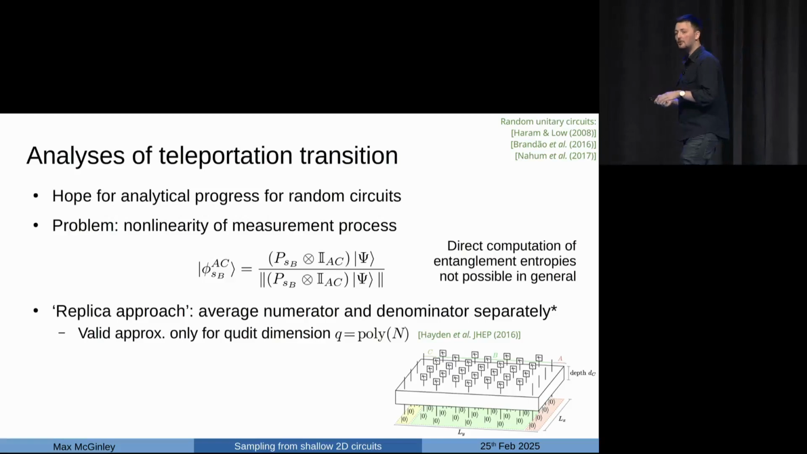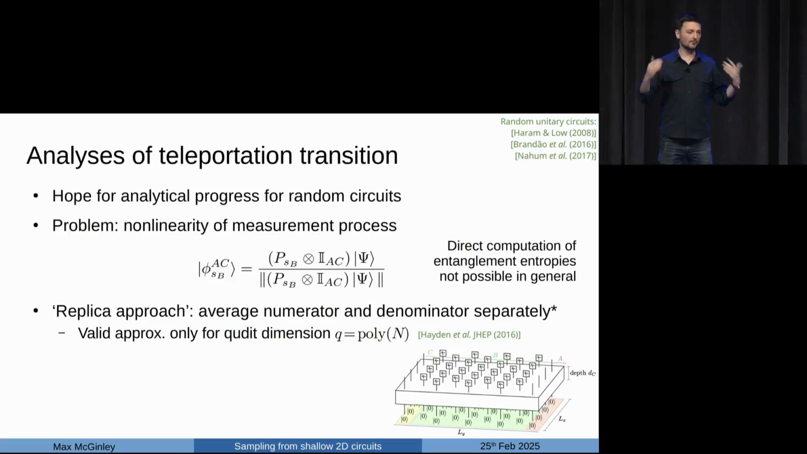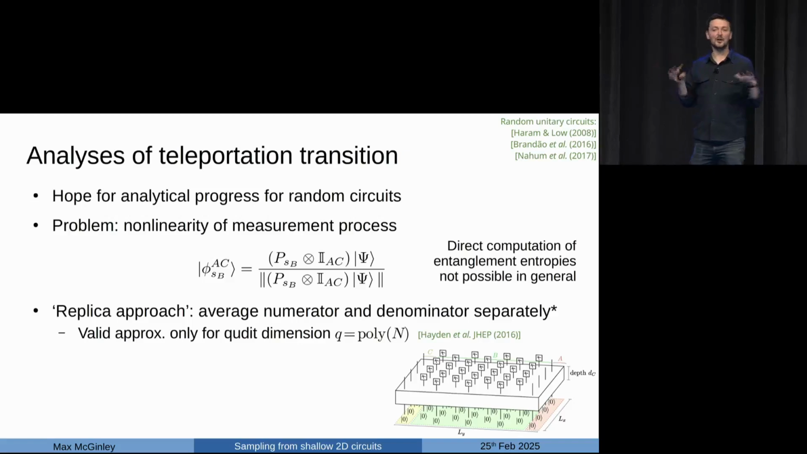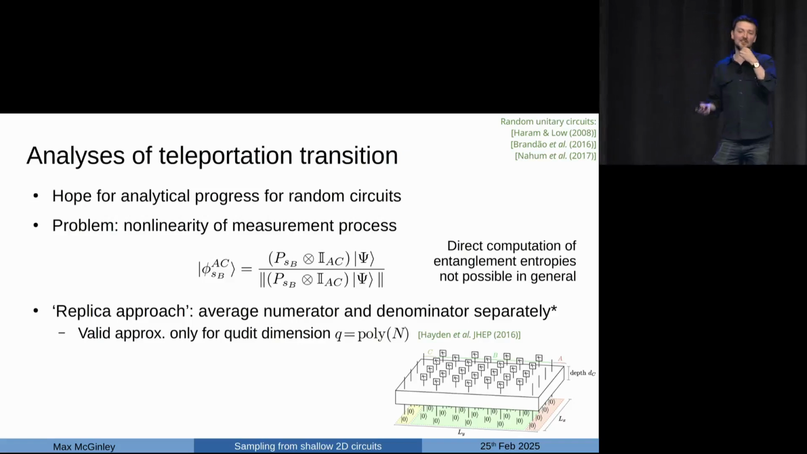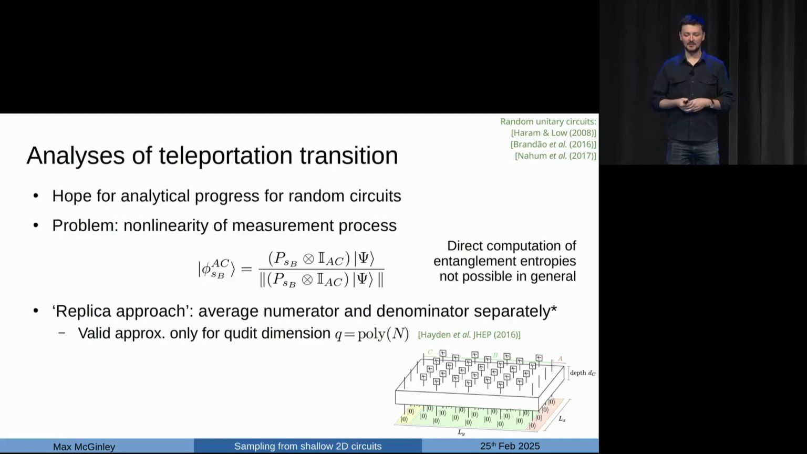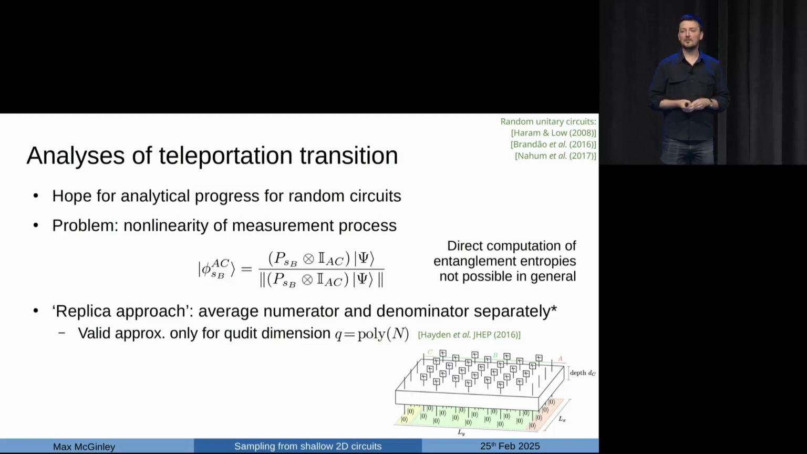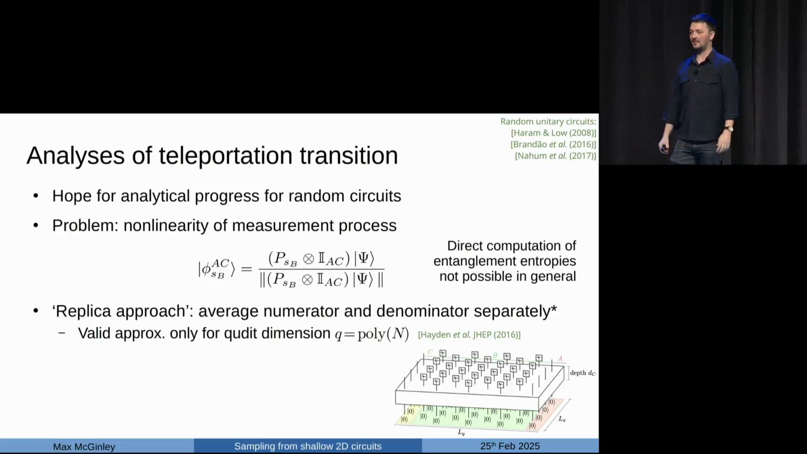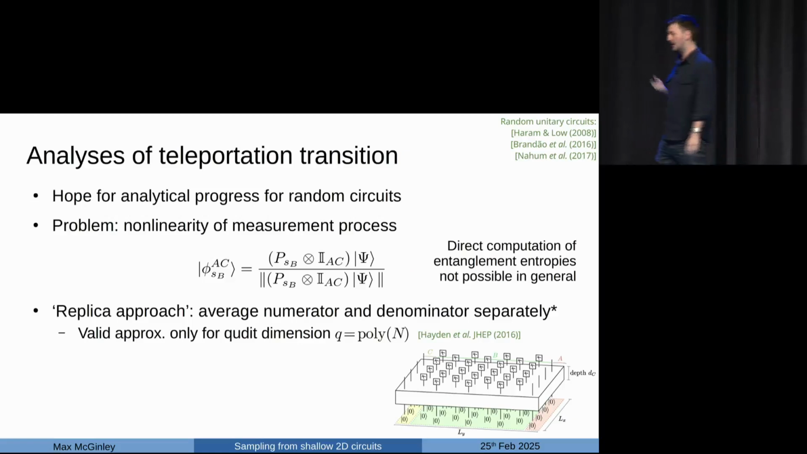There is some partial workaround. I refer to this as a replica approach. I put an asterisk here because this is a little bit more involved than what I say here. But effectively, people say, well, suppose that we can ignore any correlations between the state itself and this denominator, this probability. And so we just average these separately. Unfortunately, it's only known rigorously that this is valid if we take circuits on qubits of local dimension q that scales polynomially with the system size, which is not particularly attractive, let's say.